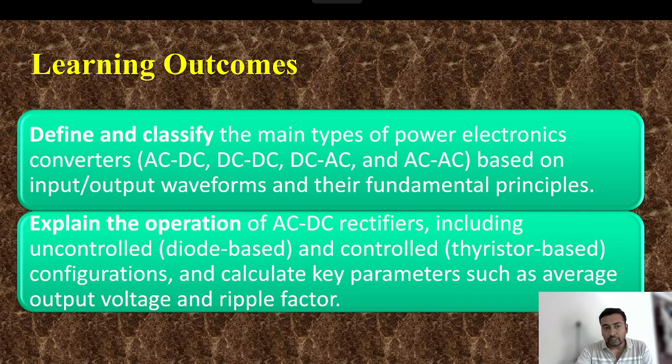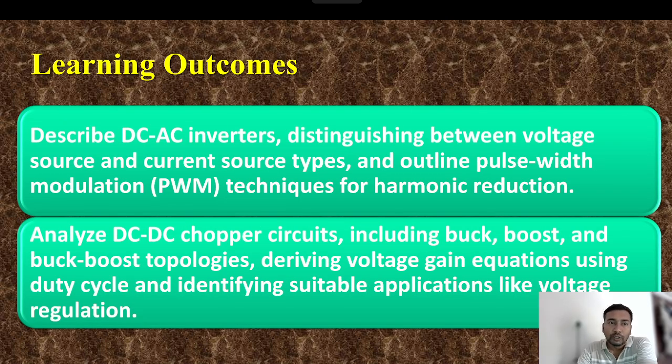The second outcome will be that you will be able to explain the operation of the AC to DC rectifiers, including the uncontrolled and the controlled one, along with the configuration. You will also be able to calculate the key parameters such as average output voltage and ripple factors. Along with these, you will be able to describe DC to AC inverters and also distinguish between the voltage source and current source types.